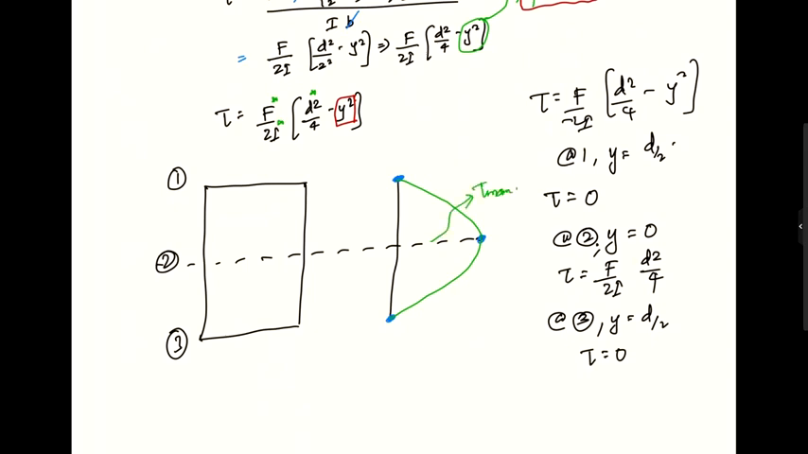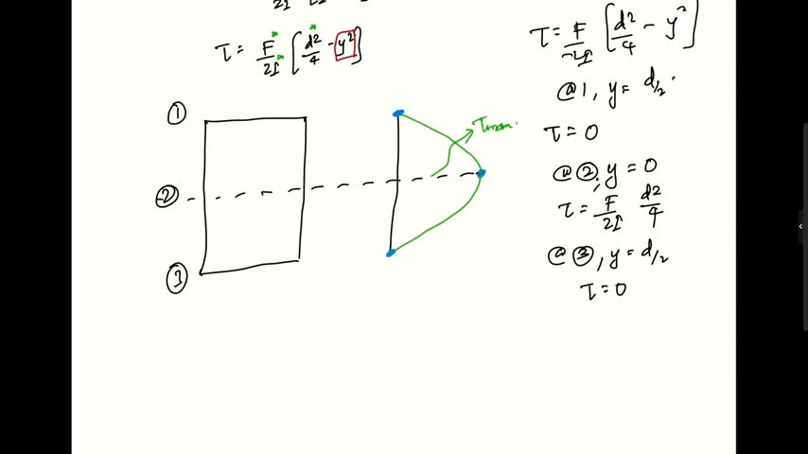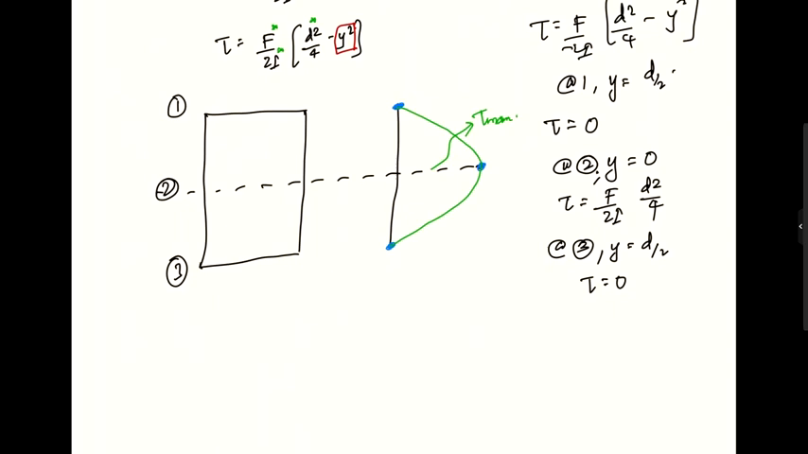That is the maximum value for my shear stress, and it occurs at the neutral axis. So if you compare the bending stress and shear stress, the maximum value for shear stress occurs at the neutral axis and the maximum value for bending stress occurs at the top flange. You could see the variation for that, okay?